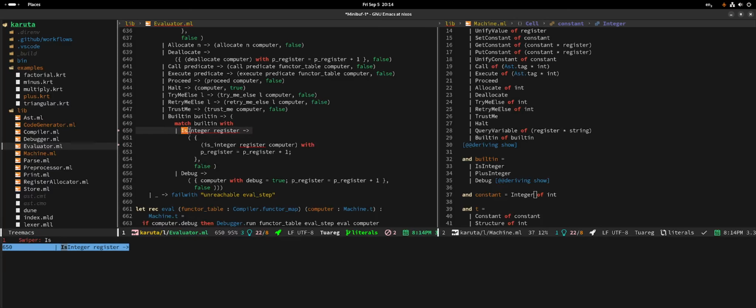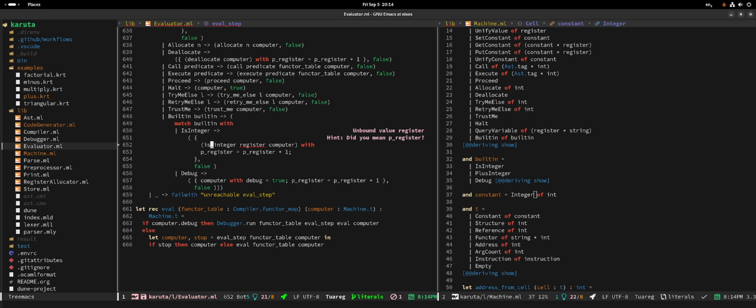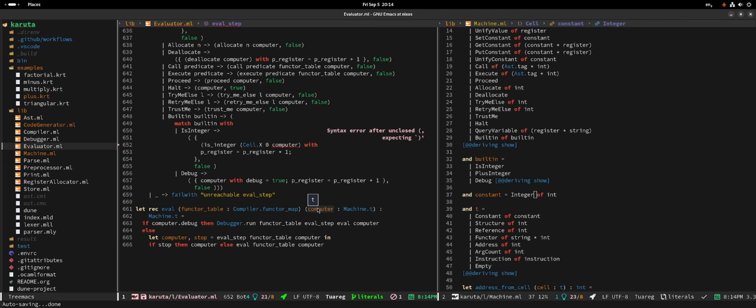So is integer doesn't take a register, and it always uses the register 0, basically. But that's not how that works. Cell.x0. Cell.x0. There we go.